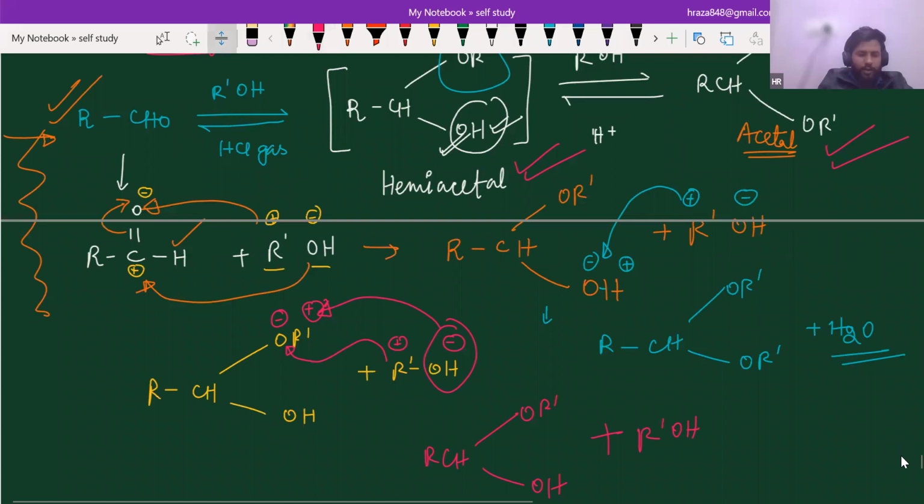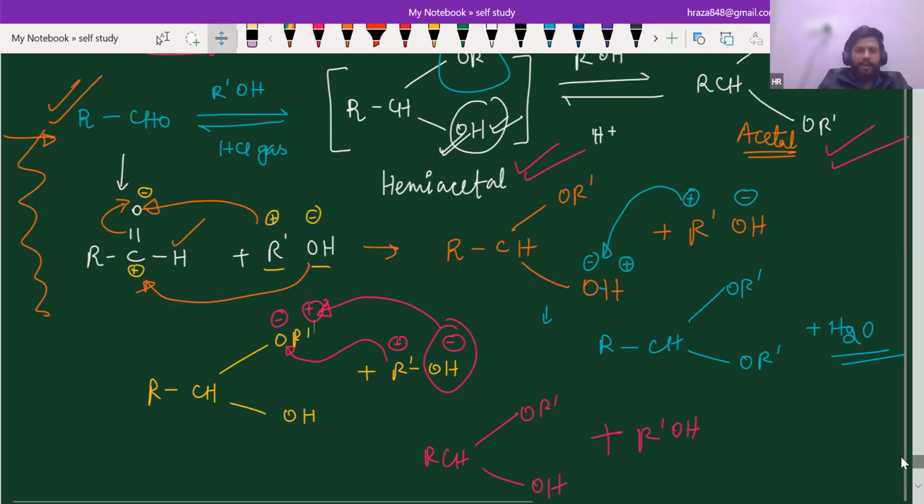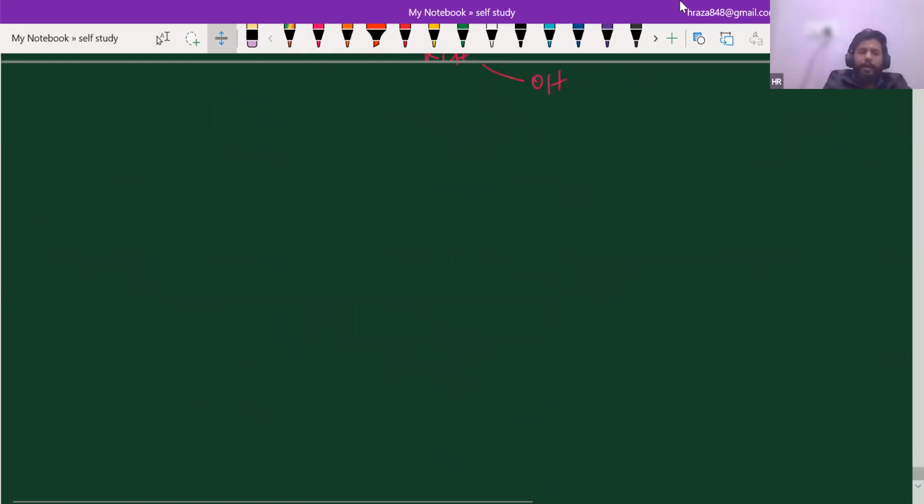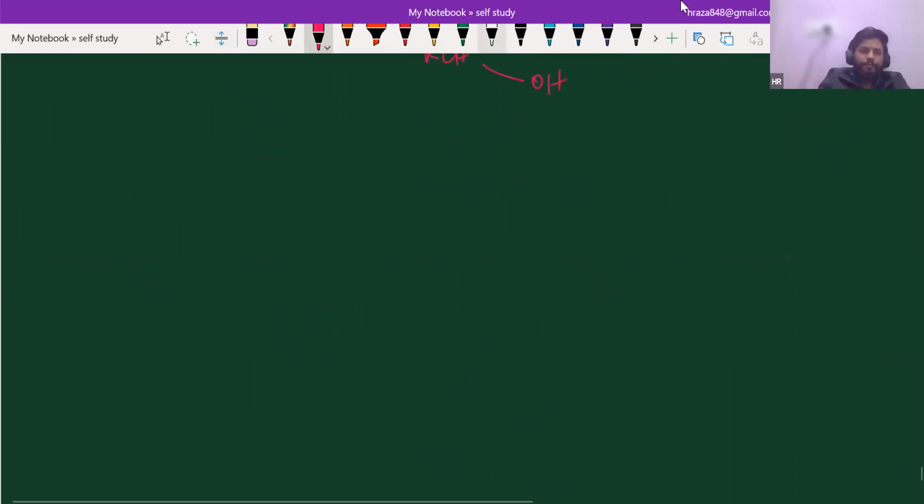Okay. Anushka, can I change the slide? Everyone done with this? Yes, sir. Okay. So we just did addition of alcohol in only aldehyde. Now we are going to do this in ketone. So this is your C double bond O and then R.